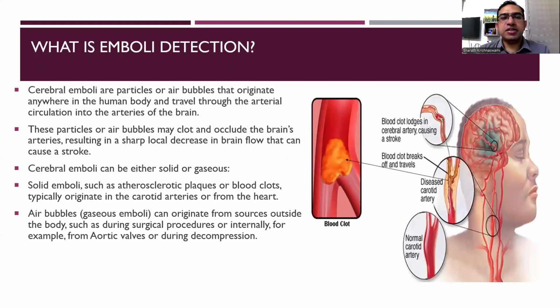Now, what is emboli detection? An embolus may occur in any part of the body, and these are basically particles of solid or air bubbles that travel through the arterial system and into the arteries of the brain. These may clot and occlude the brain's arteries, resulting in a decrease in blood flow, and this can cause a stroke. So these cerebral emboli can be either solid or gaseous, and they may be atherosclerotic plaques or blood clots, and they may originate in the carotid arteries or from the heart. Whereas during certain surgical procedures, such as aortic valve surgeries or during decompression, there can be formation of air bubbles, and these can travel through the bloodstream.